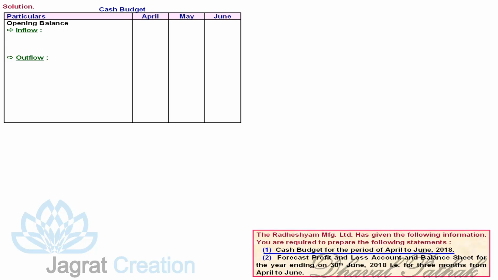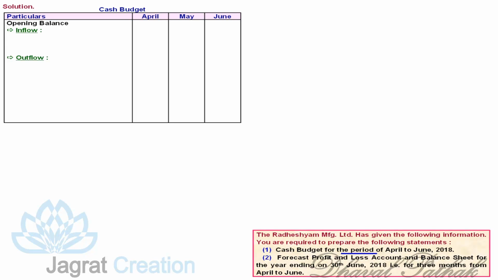Closing balance of April will become the opening balance in May. Similarly, May inflow, estimated cash receipts will be added. Estimated cash outflow will be deducted. Cash balance at the end of May will be found out. That will become the opening balance in June. Same way I can find out the closing balance at the end of June.